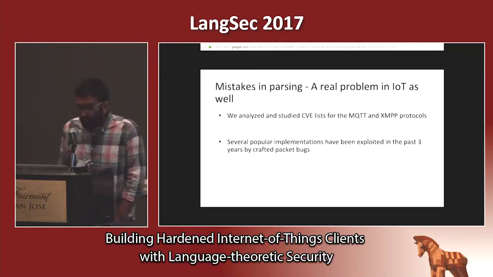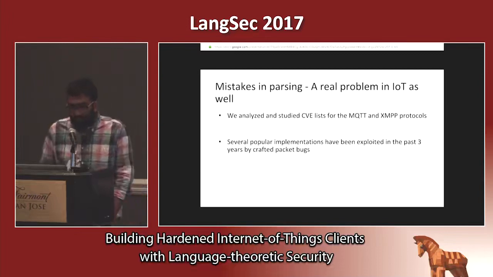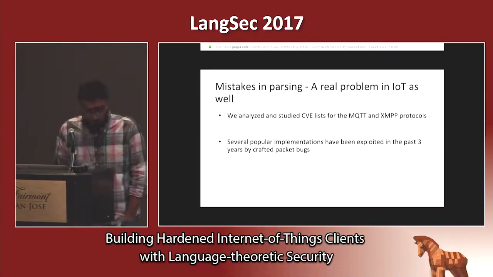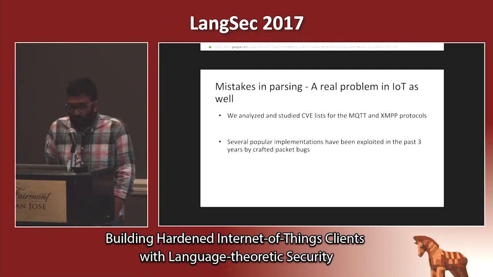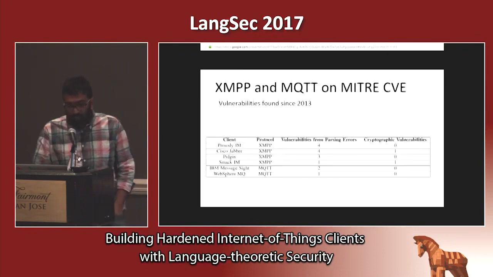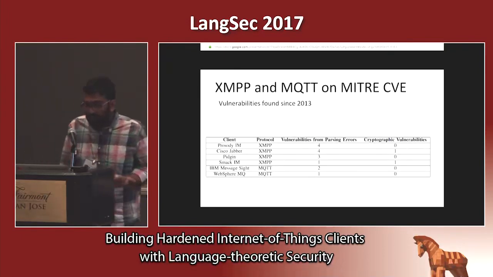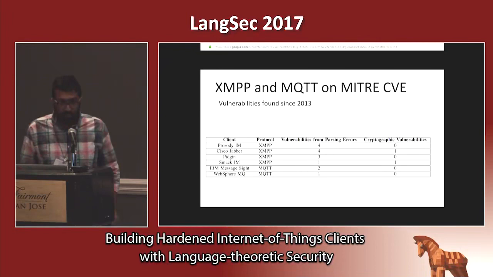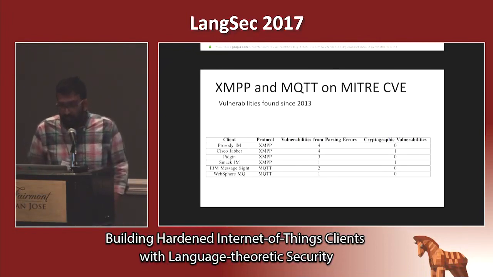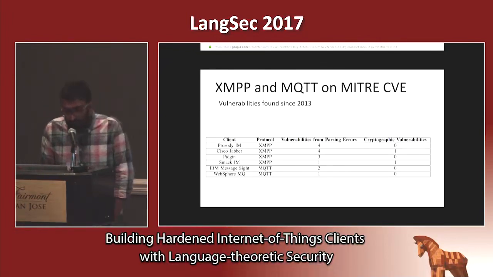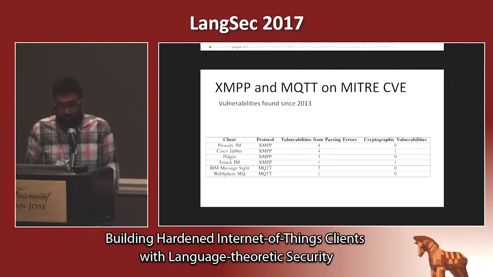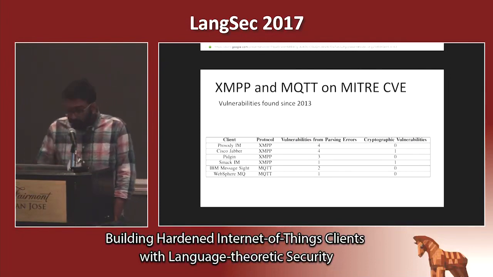Okay, so parsing in the IoT is also a very serious problem, like everywhere else. We studied the CVE lists for the 2 protocols we are talking about, and we found that several of the popular industrially available implementations have been exploited by crafted packet bugs. Not so much for the MQTT protocol, because although it is widely used, it seems to be very sparsely reported on the CVE lists, whereas XMPP seems to have way more vulnerabilities, more than just crypto vulnerabilities actually.